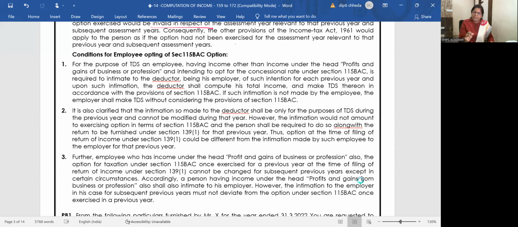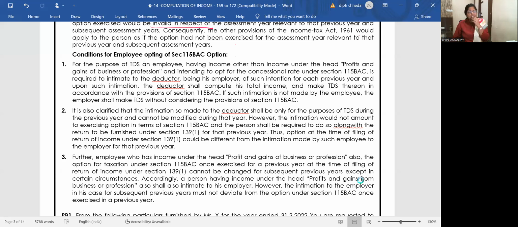How is this story? Once again, I want to repeat. Employee, you make the choice and tell the employer. You want to go for 115 BAC, employer will calculate the tax accordingly and pay. If no, then no. But follow that for the whole year. बीच-बीच में इधर-उधर मत करना. 500 employees, हम क्या यही काम करते रहेंगे? Confused. So decide an option and go by it for 12 months.